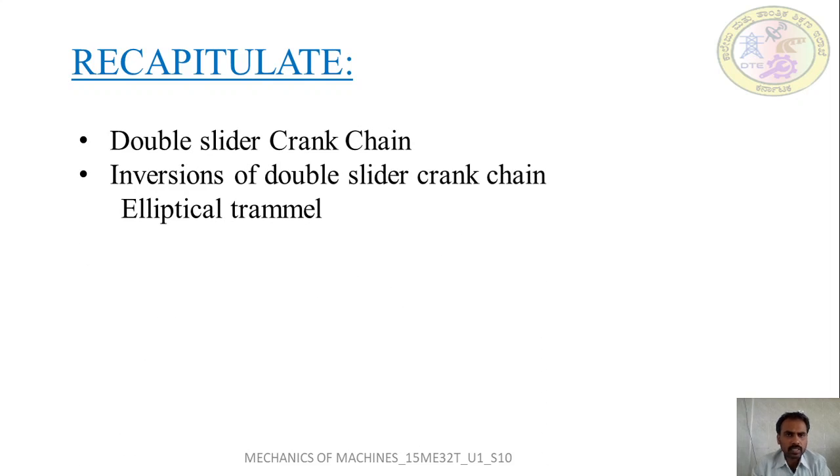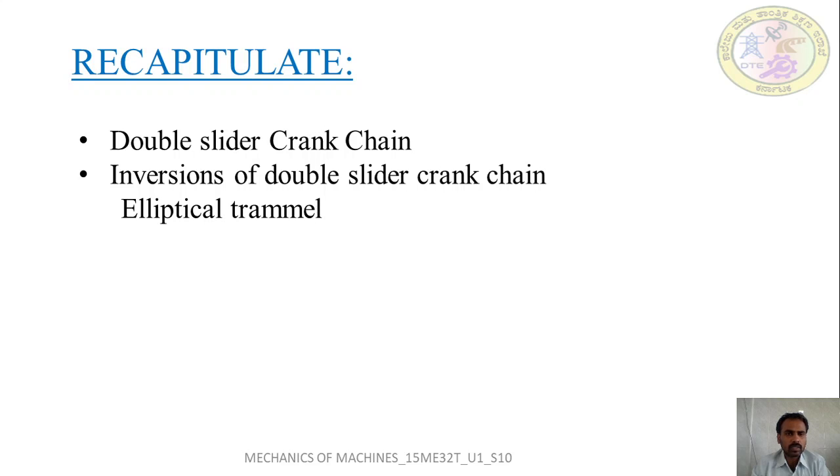Let us summarize the things which we have learned in the previous session. First, we have learned about the double slider crank chain: what it means and how it works. A double slider crank chain is a kinematic chain which has two sliding pairs and two turning pairs.